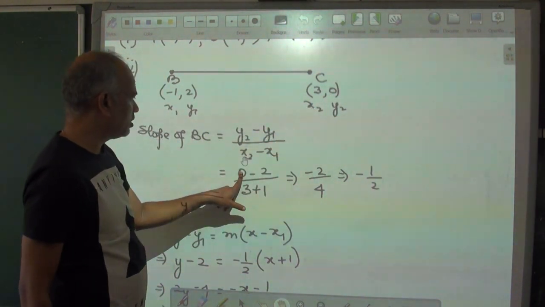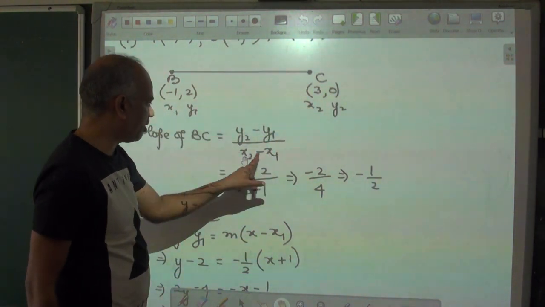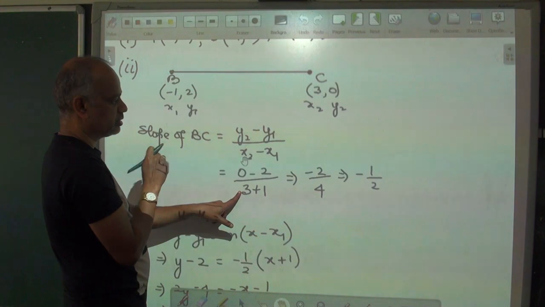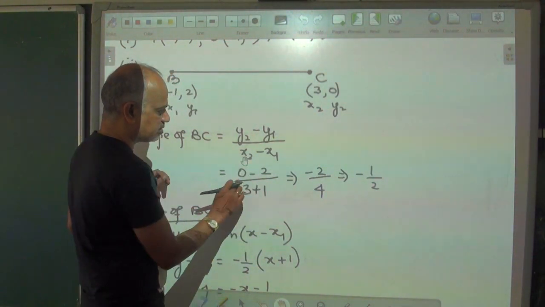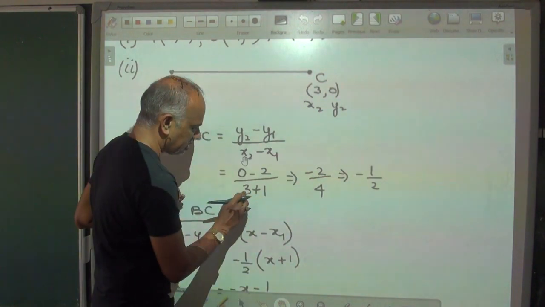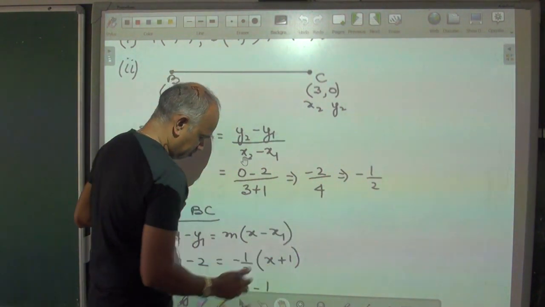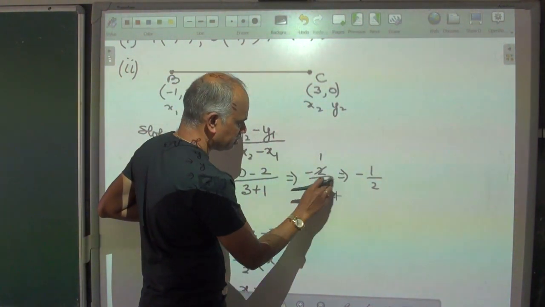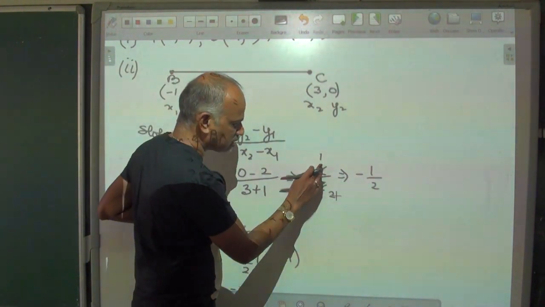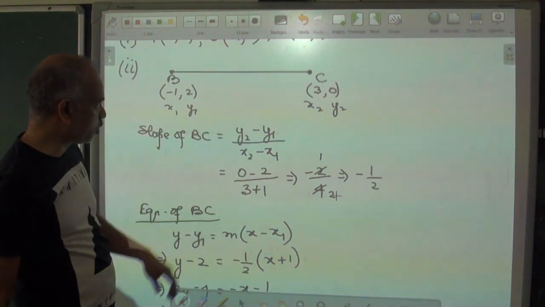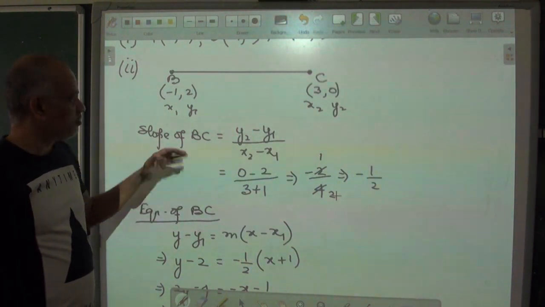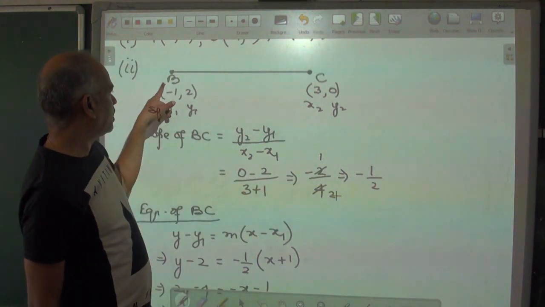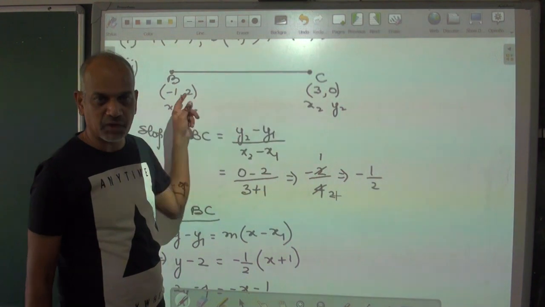y2 is 0, minus y1 minus 2, divided by x2 is 3 and minus 1. That's plus 1. If you simplify this, this gives you minus 2 and divided by, added up together is 4. Simplify this, both can be divided by 2, that gives you 1, that gives you 2. So the slope of BC is minus 1 by 2. We found the slope. The question was find slope and also find its equation. Now that you know the slope, you can use any one of these points to find the equation.